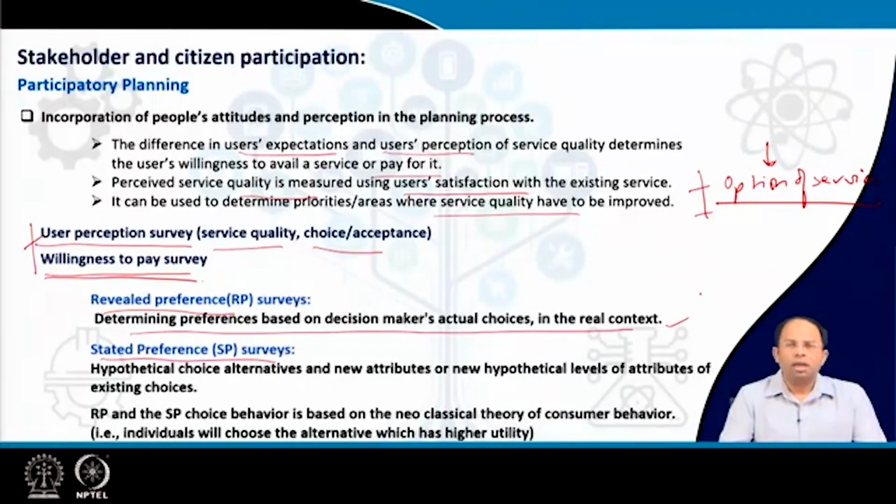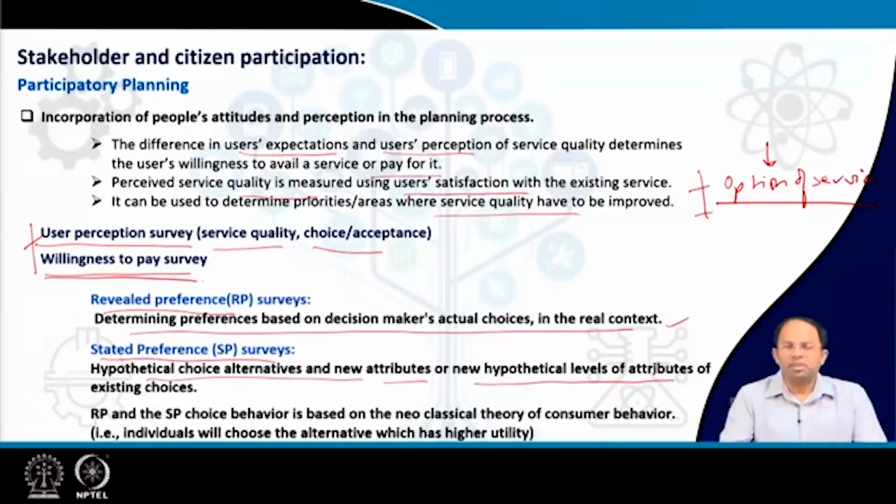But sometimes what happens, there are certain choices that I want to provide, like for example, I want to start an incineration plant, which is an alternative to landfill for urban waste management. So, if there is no incineration plant, that is a hypothetical choice alternative. With a hypothetical choice alternative, people cannot give their opinion, right. They can give their opinion, but they cannot say what was their satisfaction with that service, because that service is not there. Similarly, if I introduce some new attributes or new hypothetical levels of attributes of existing choices, then also those attributes are not there.